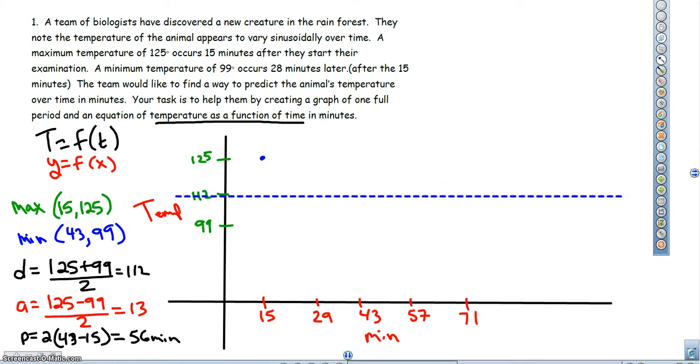Alright, at 29 I'm going to hit a critical point, which is my midline. Then at 43 is my min. 57 is another midline point, and then again I'm going to end on the max. So the graph is going to look something like this. And whoops, this is a rough sketch, but that's roughly what it looks like.